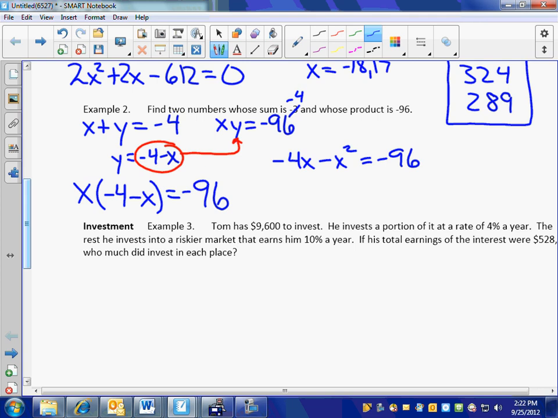How do I solve a polynomial of higher degree? I set it equal to 0. So we'll add those over. We get 0 is equal to x squared plus 4x minus 96. Two numbers that multiply to negative 96, but add to a positive 4. Factors of 96. What do you got?